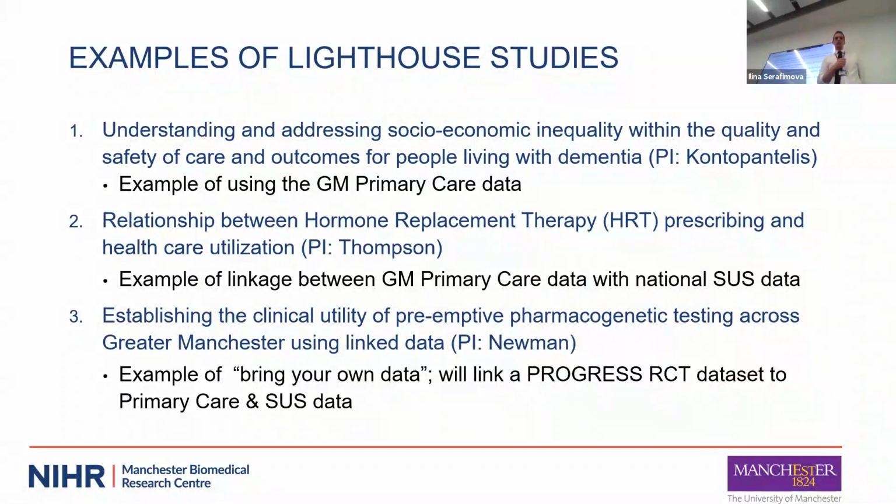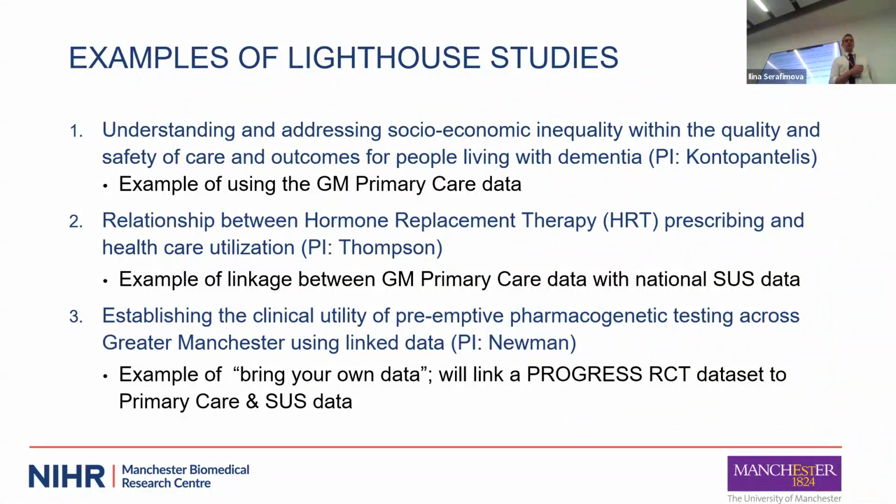Some of the projects require that, so we can only progress those projects once that sub-license is in place. Here's 3 examples of the Lighthouse study. So the first is understanding and addressing socioeconomic inequality within the quality and safety of care and outcomes for people living with dementia. And so this Lighthouse study will use only data from Greater Manchester primary care records. The second one's looking at the relationship between hormone replacement therapy prescribing and healthcare utilisation. So that uses all of the data in the Greater Manchester primary care records, but with also linkage to national SUS data. So these are hospital episode statistics information, so admissions, attendances at A&E.